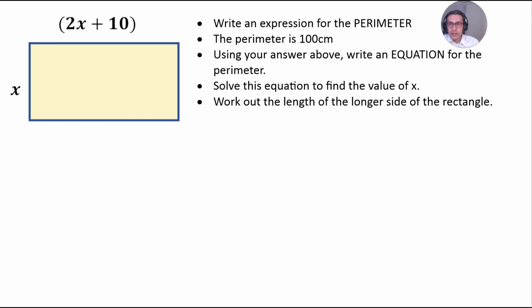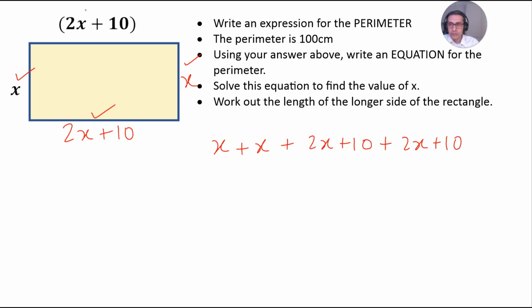So we can see that it's a rectangle, so this is going to be 2x plus 10, and that's going to be x. The perimeter is 100, so write an equation showing this. So we're going to add all of this together. x plus x plus 2x plus 10 plus 2x plus 10. We know that's going to equal 100.